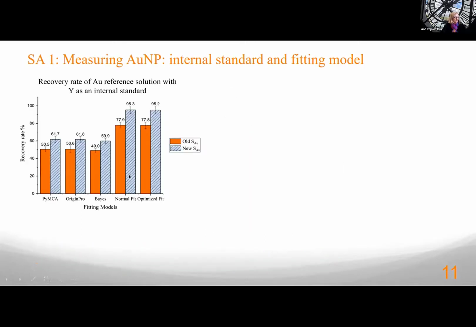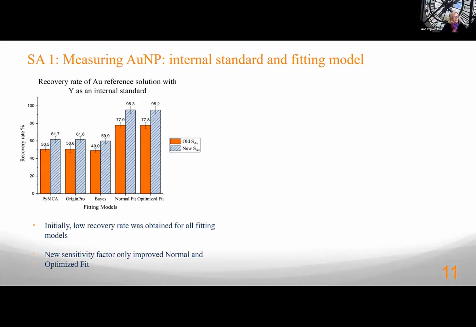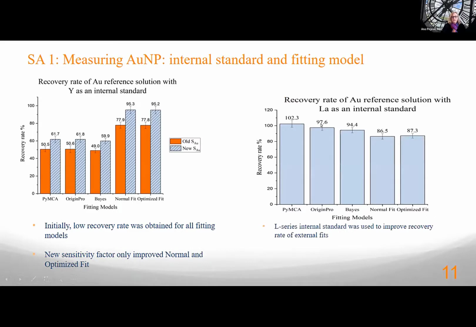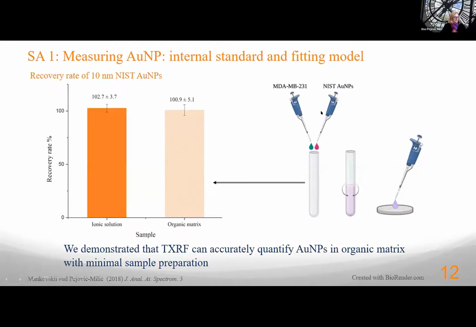We also looked into internal standards, and traditionally people in TXRF use yttrium. We very early on noticed that none of the software gives us a satisfactory recovery rate. And we interpret that with the fact that yttrium is detected through K lines, while gold is detected through L X-ray lines. So after testing a couple of different internal standards, we settled on using lanthanum. And as you can see, lanthanum, either with PyMCA or Origin, and to some extent with Bayesian, is giving us acceptable recovery rates. So moving forward, my research team decided to use PyMCA as a fitting routine along with lanthanum as an internal standard.